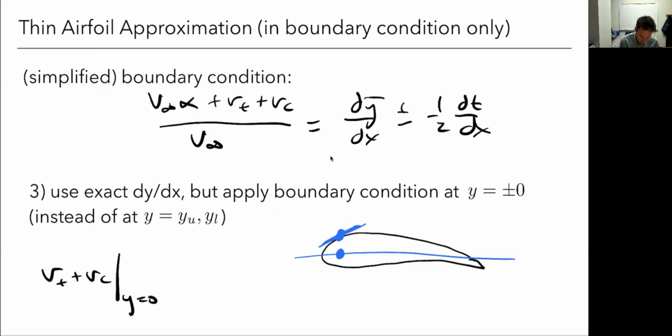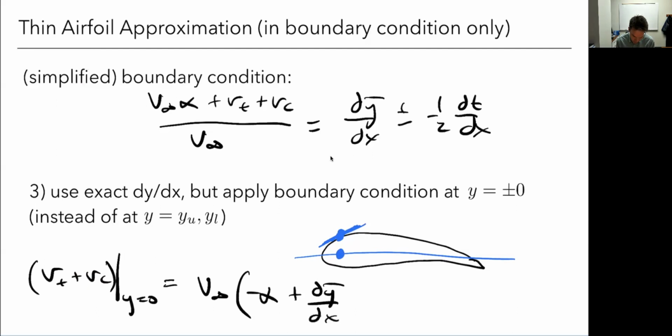Okay, I'm going to compute these at y equals 0, not where they actually are. They're actually a little bit above, but we're going to assume things are pretty thin so that these velocities are pretty close, even if I just compute them just barely above. So I'm going to move this over. I've got V infinity times, there's a minus alpha now since I moved that over, plus all the rest of the stuff. Okay, so those are my simplifications so that I can get an analytic integral here.